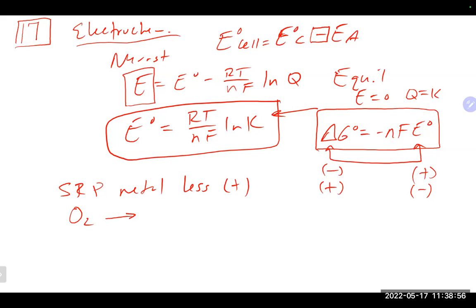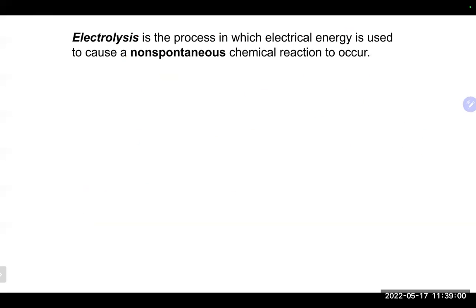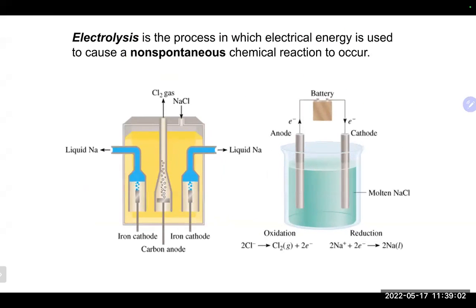Any questions on any of that stuff? All right. So the last thing we're going to talk about in this chapter is electrolysis. Electrolysis is the process where we apply electrical energy to cause a non-spontaneous reaction to occur.